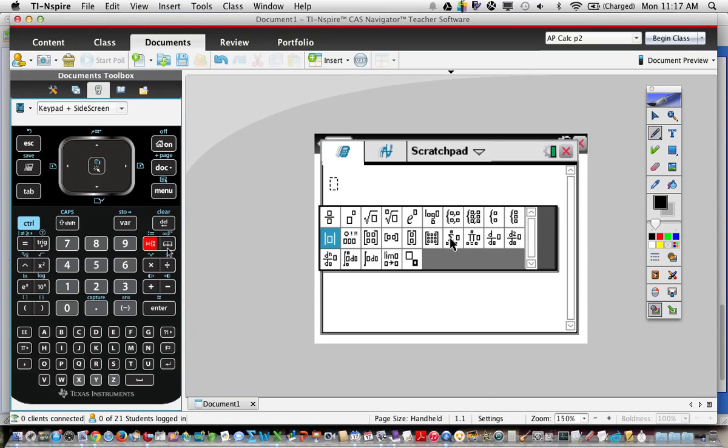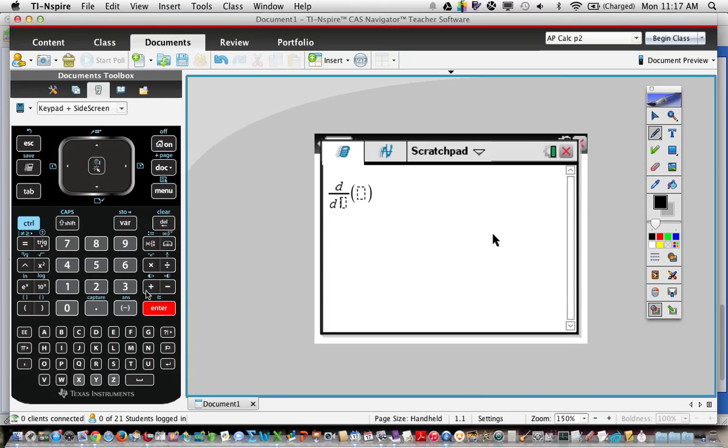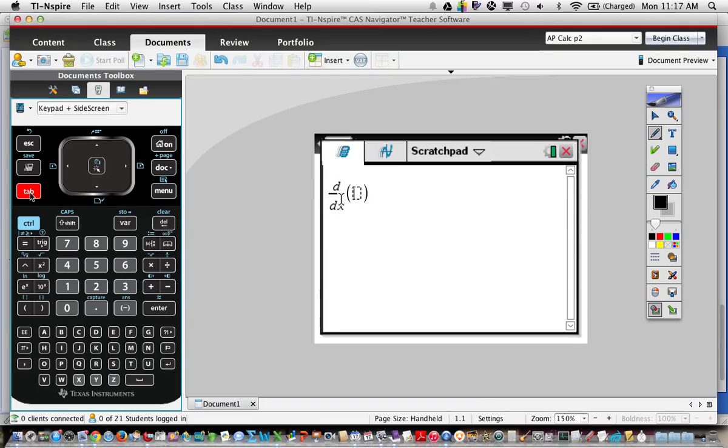Right here, the derivative is right here. If I was going to do that, derivative of x, and do ln 2x plus 3.